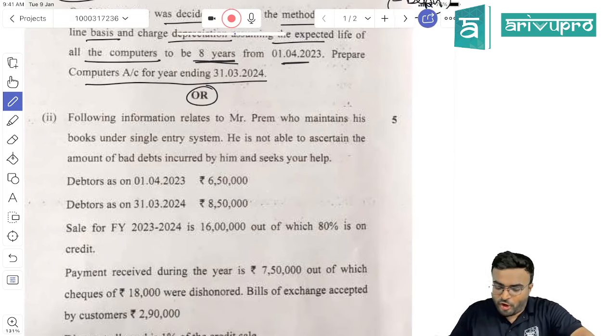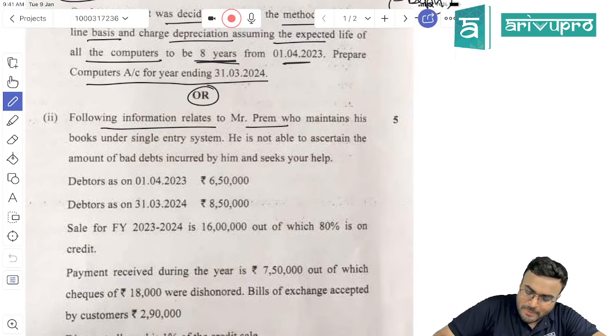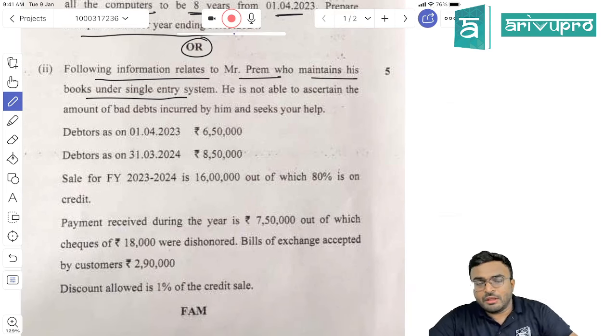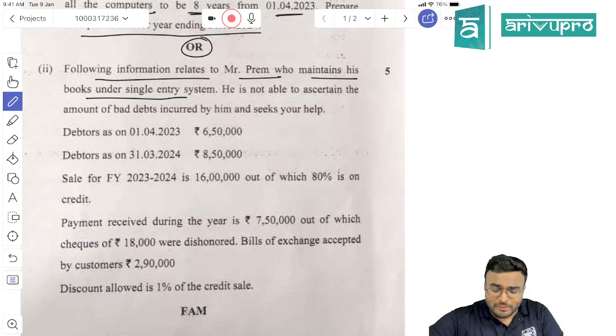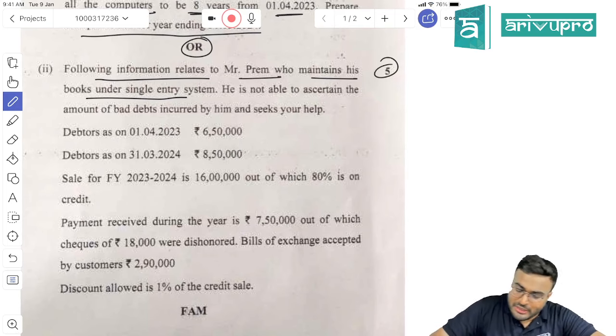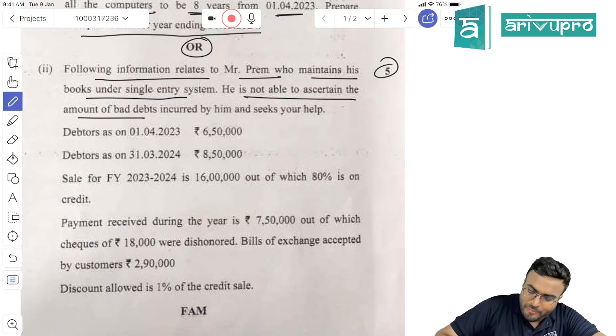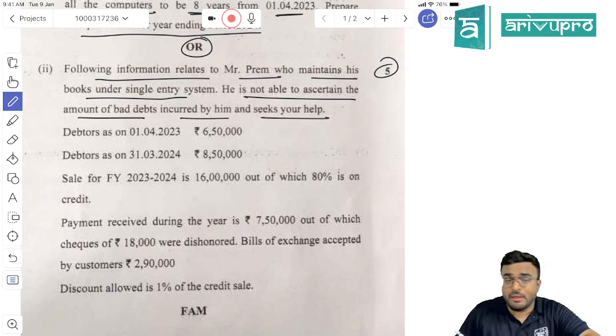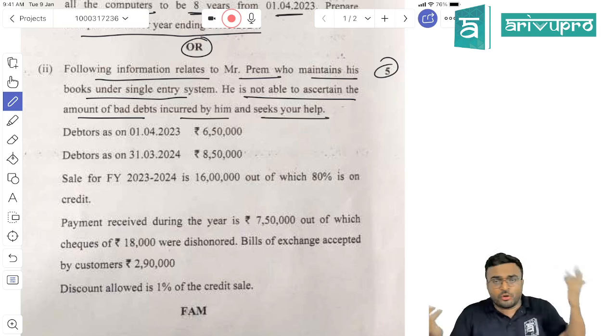Yes. Following information relates to Mr. Prem, who maintains his books under single entry system. Incomplete records, they have asked one 5-mark question from incomplete records. He is not able to ascertain the amount of bad debts incurred by him and seeks your help. Bad debts, he is telling, we don't know what is the bad debt amount.